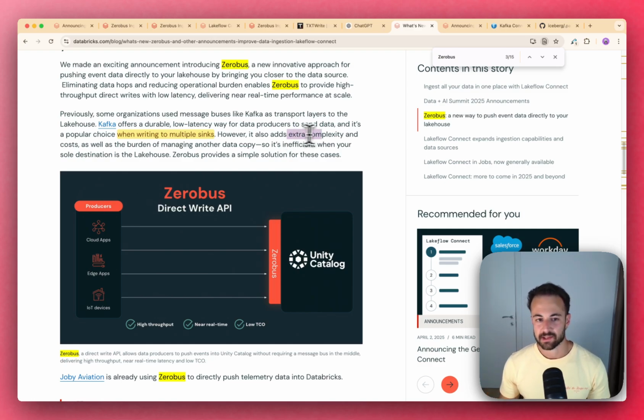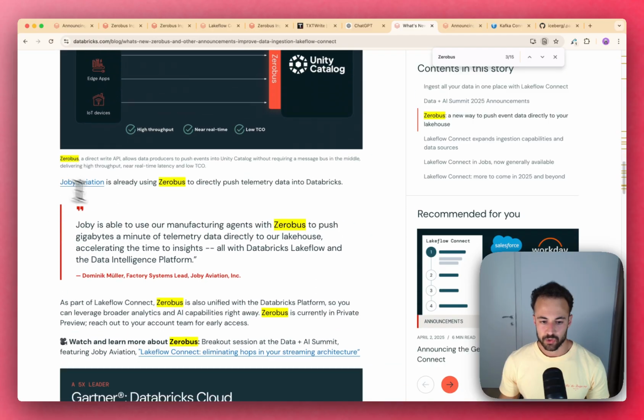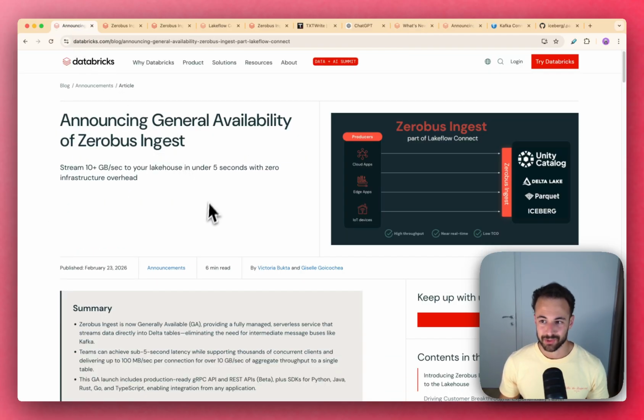So when they say it adds extra complexity and cost here, they are right. You have to manage a connector, figure that out, or you have to buy Tableflow from Confluent. That comes to an extra cost, and yada yada. So this sounds good. From a high level, it sounds good. So let's continue with the announcement.